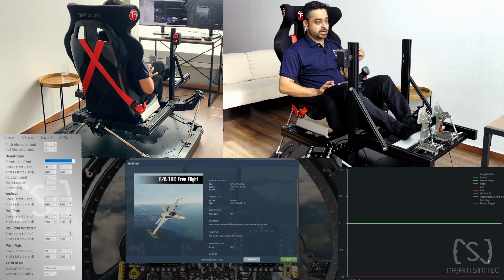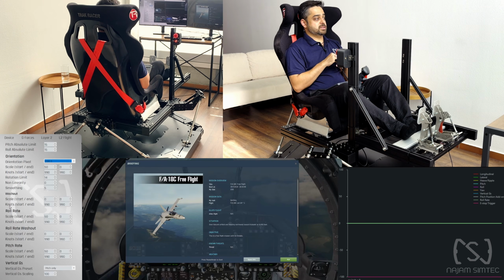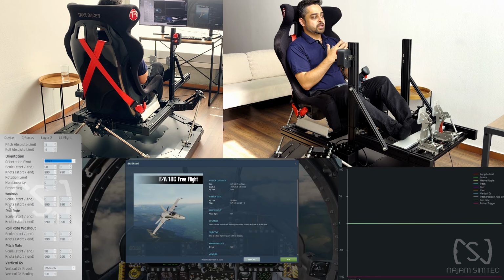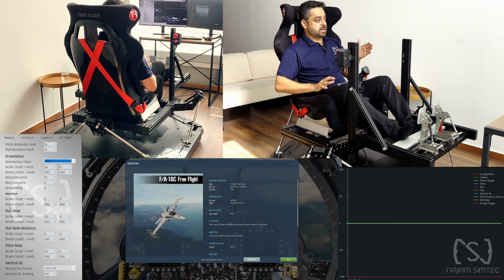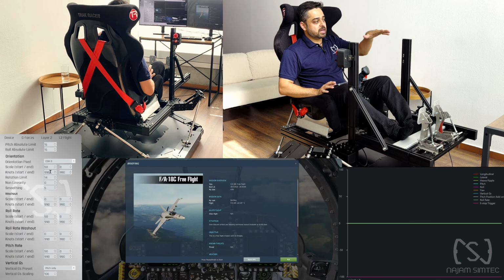So I'm in the F-18 right now, and I have all of these set to 0. Now all of these settings that you can see have a scale start and end, as well as a knots start and end. This allows you to change the behavior of the aircraft based on the airspeed. For example, at the moment in orientation, we have a pitch start, which is 50. When you open the app, these knots are going to be at 990, which means that you only have to change the start value and the end value will have no effect.